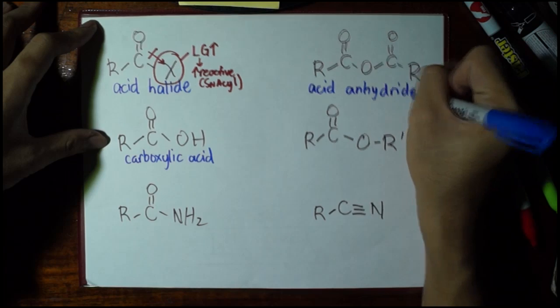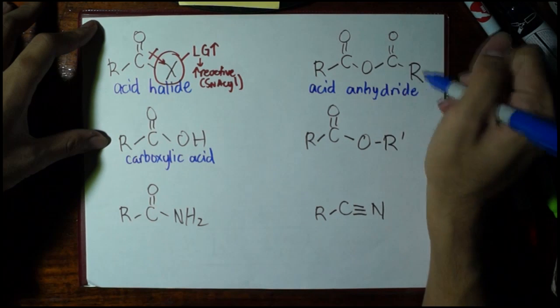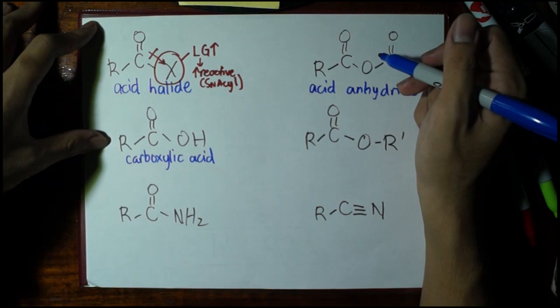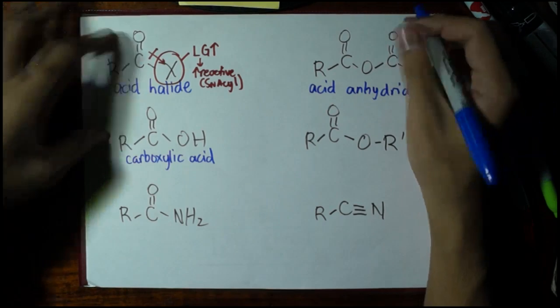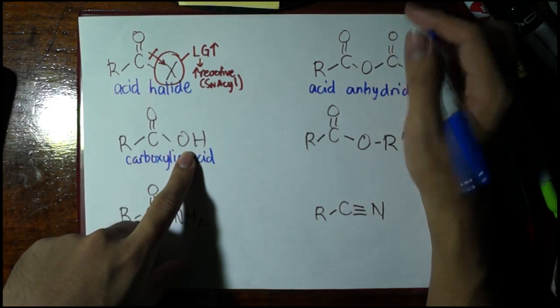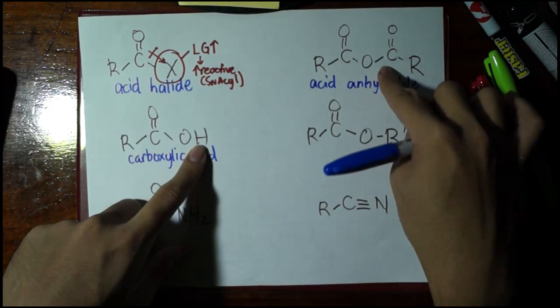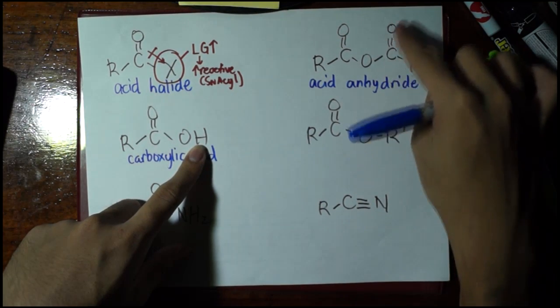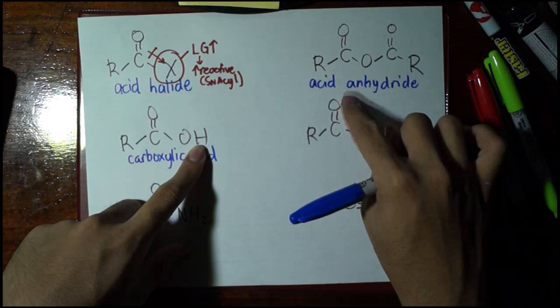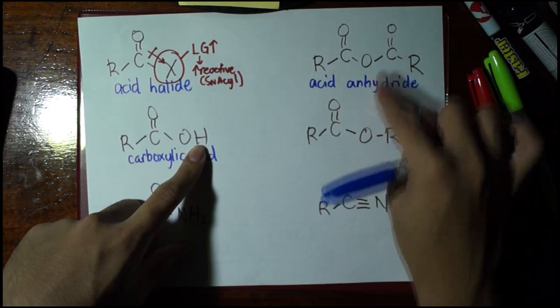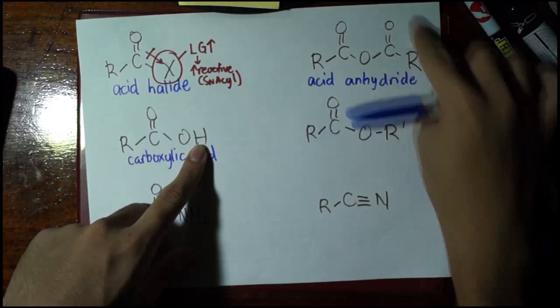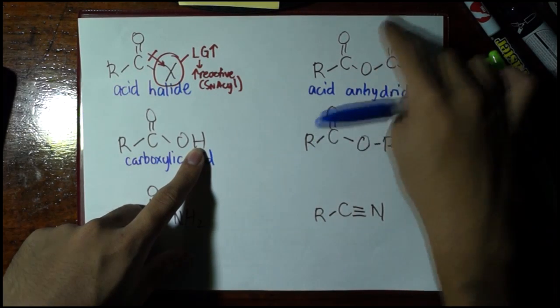Now, we call this an acid anhydride. It's 2 moles of acyl groups bonded by an O, and we say anhydride because as compared to carboxylic acid, this one used to be R C double bond O O H. The H has been removed and replaced by the acyl group. That's why anhydride, removal of hydrogen. You remove this hydrogen and replace it with this acyl group.